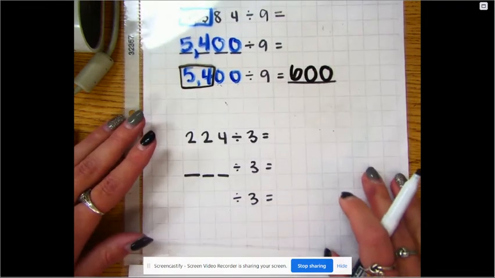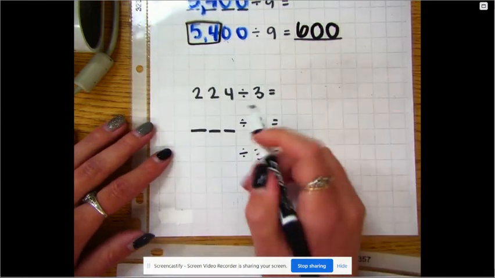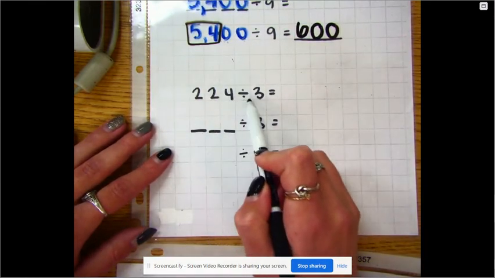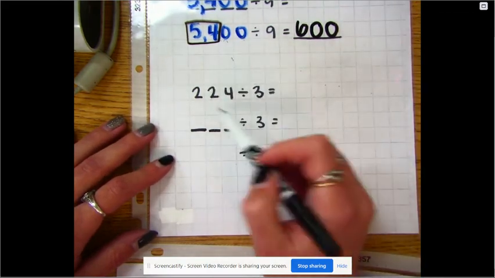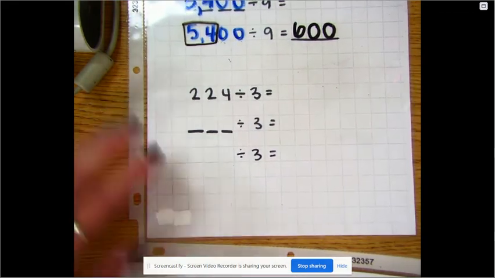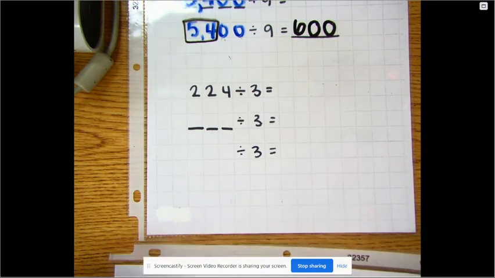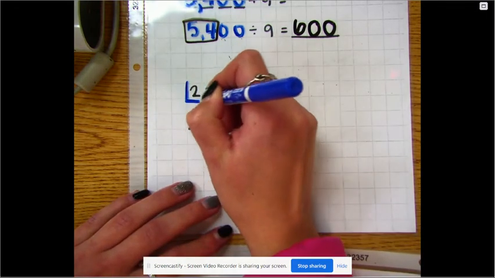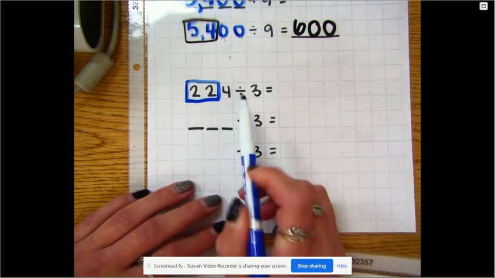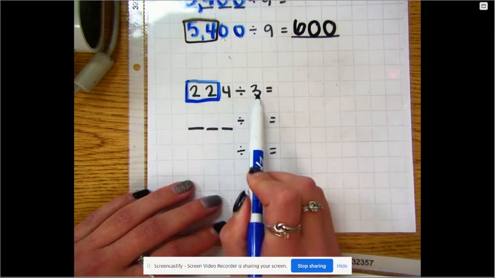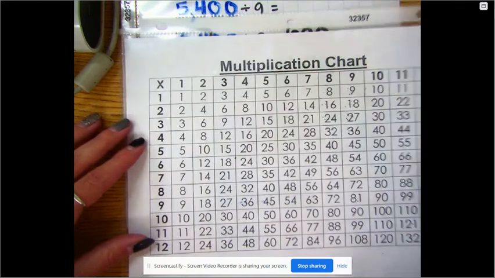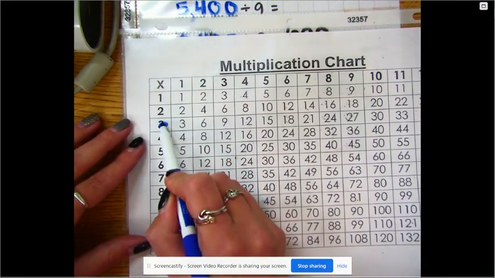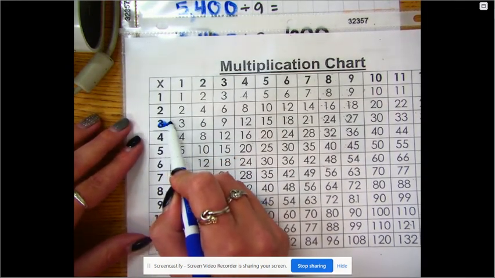Let's try it again with another number. 224 divided by 3. So this is a large number. That's a little too big for me to try to go ahead and divide in my head. But I know that I can get close to 22 with the divisor 3. So let's look. Here's 3. And I want to get as close to 22 as I can.